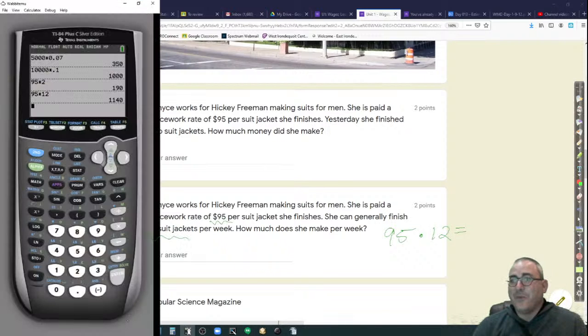All right, $1,140 is what Eunice will get paid in 1 week, making 12 suit jackets per week at $95 per suit jacket. All right. I'm going to clear the screen. Oh, you're going to put that answer over here in the field.